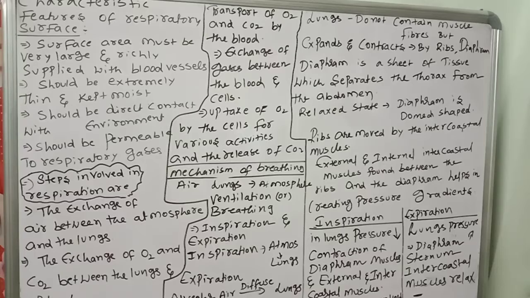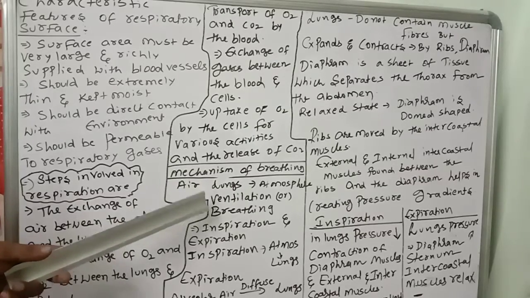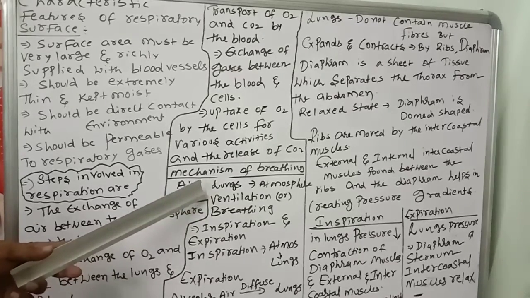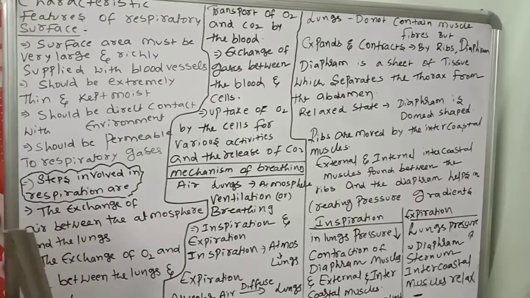Next, the mechanism of breathing. What is breathing? This is a point you should remember. The movement of air between the atmosphere and the lungs is known as the mechanism of breathing. The movement of air between the atmosphere and the lungs is called ventilation or breathing.